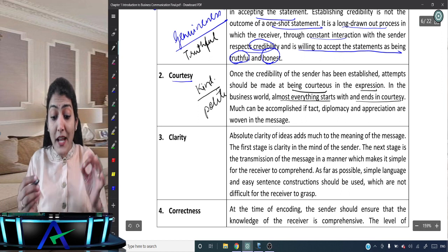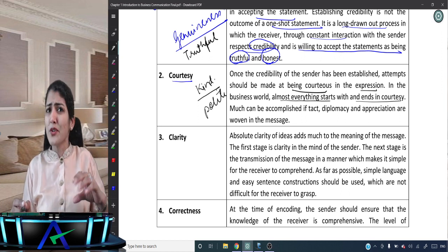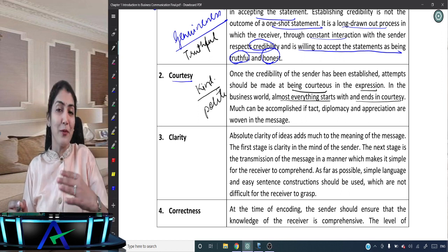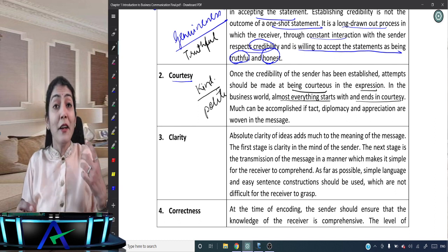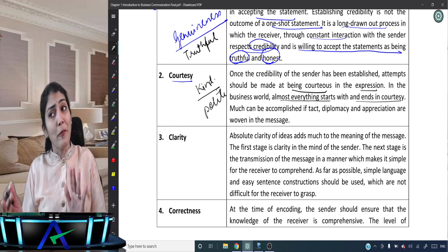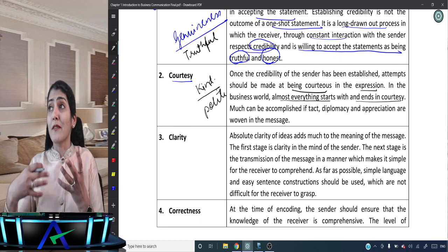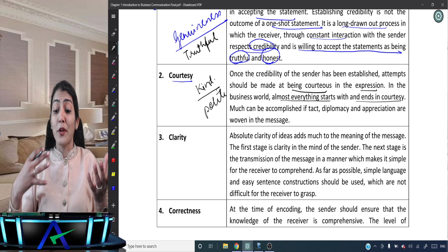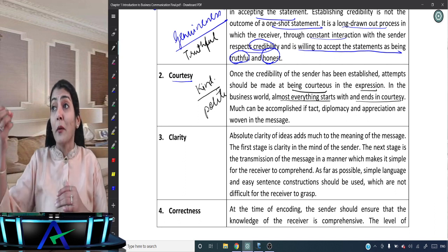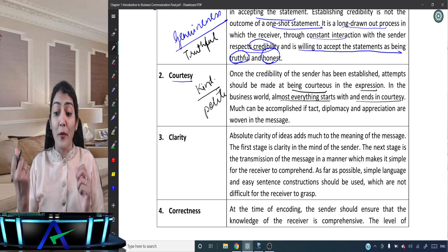Okay, much can be accomplished if there is tact. So you should have tact in how to talk, in a manner which is pleasing to the opposite person, and diplomacy, right? So be very diplomatic. Even if you want to put across negative news or some disagreement, you should know how to put your point across diplomatically without hurting the sentiments of the opposite person.